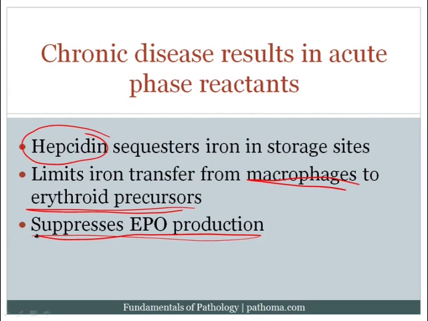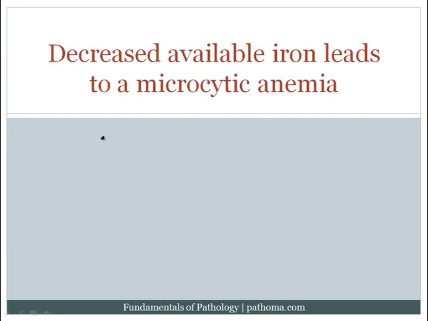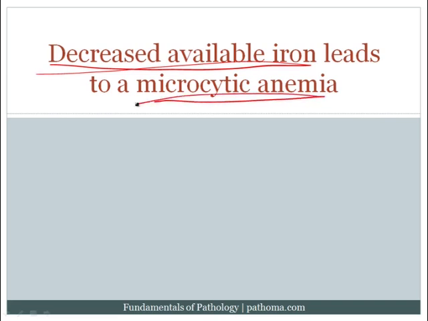But obviously, in chronic disease, there is no infection. However, the effects of hepcidin are still felt. And so this is called anemia of chronic disease. Now here I remind you that there's a decreased availability of iron. So same story as I've mentioned before. Decreased iron, decreased heme. Decreased heme, decreased hemoglobin. Decreased hemoglobin is going to result in a microcytic anemia.